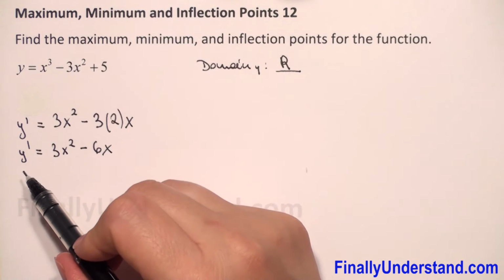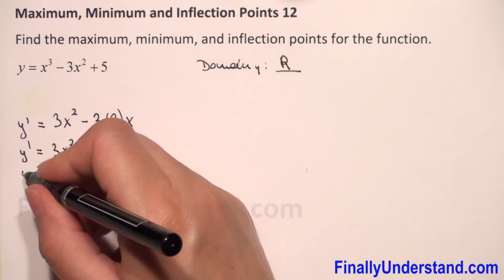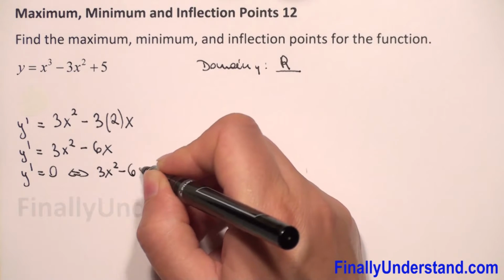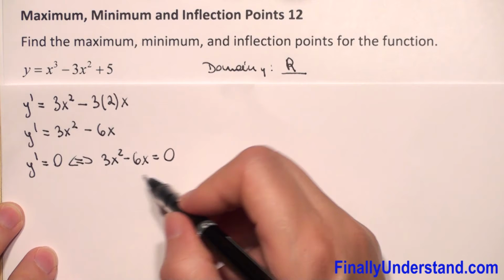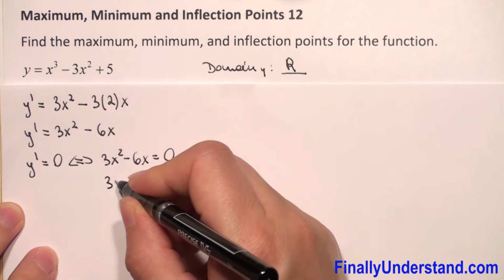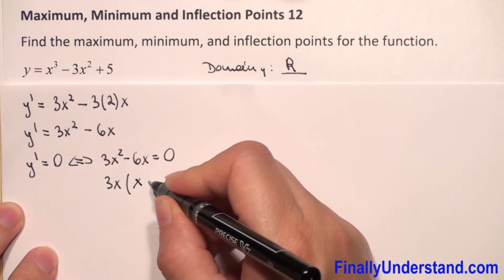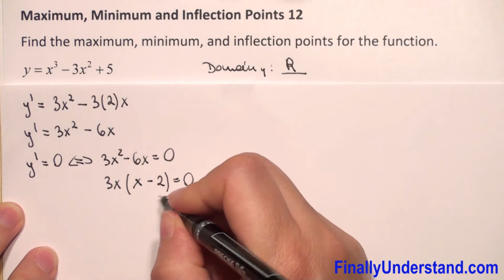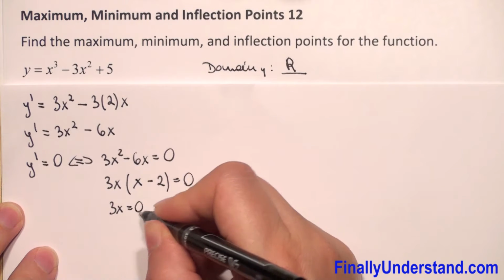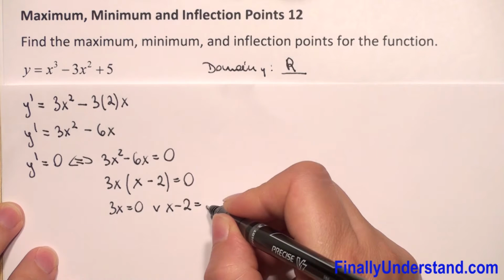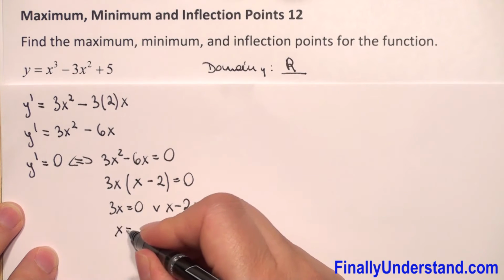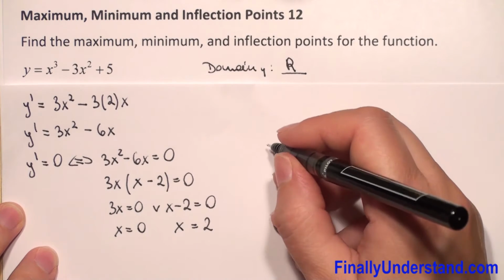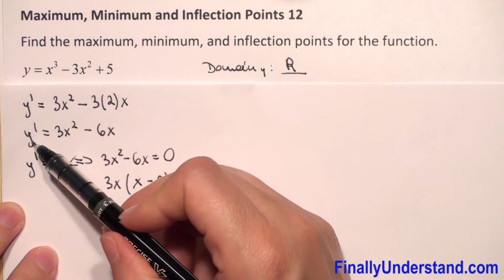We have the first derivative. Now we have to solve the equation when y prime is equal to 0, if and only if 3x squared minus 6x is equal to 0. We have a quadratic equation to solve. I will factor out 3x, so it will be 3x in front of the parentheses x minus 2 equals 0. So the left side will be 0 when 3x equals 0 or x minus 2 equals 0. So we have x equals 0 and x equals 2. We have critical values.